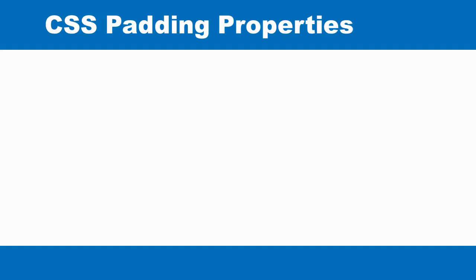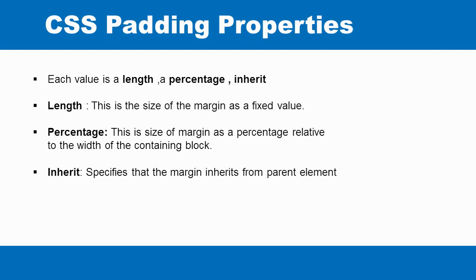All the padding properties have the following values. The length specifies a padding in pixels, points, centimeters, or whatever measurement you're using. We also have the percentage, which refers to a padding in percentage, which is relative to the width of the containing element. We also have inherit, which specifies that the padding should be inherited from the parent element. The key distinction between the padding property and the margin is that with the padding, negative values are not allowed.